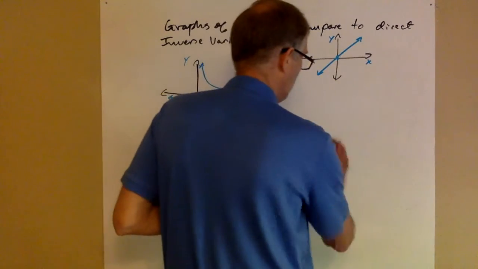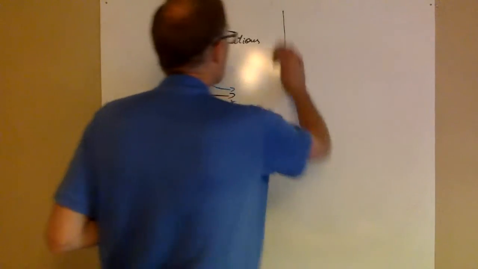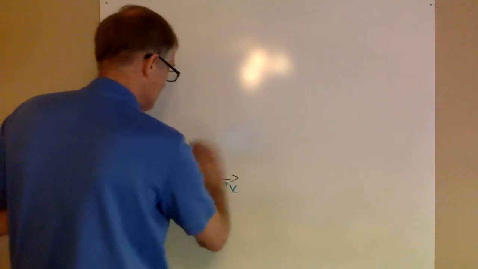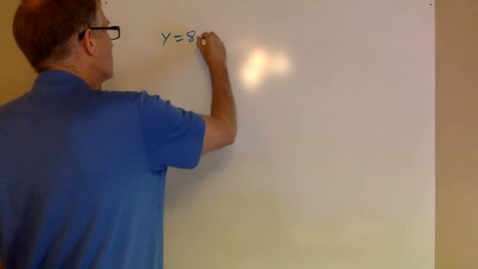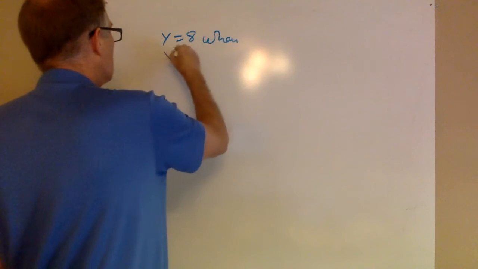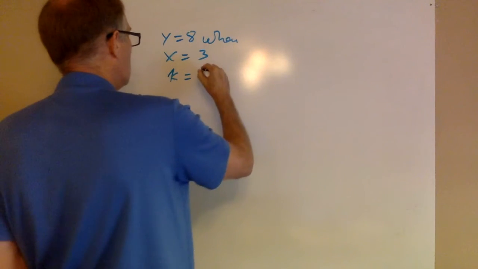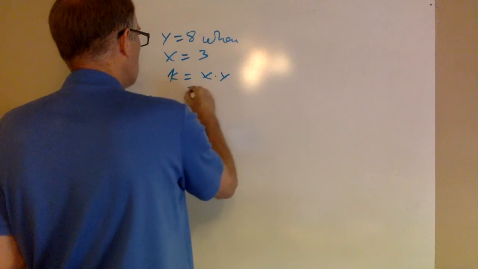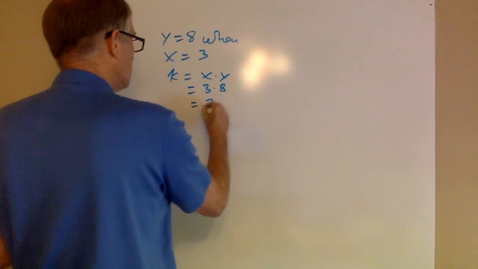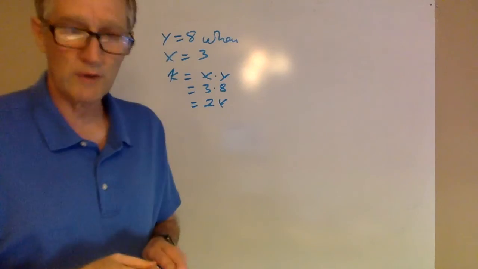Alrighty, let's do an example. We're going to graph an inverse variation where y equals 8 when x equals 3. That means k must equal x times y, which is 3 times 8 equals 24. So your k value is 24.